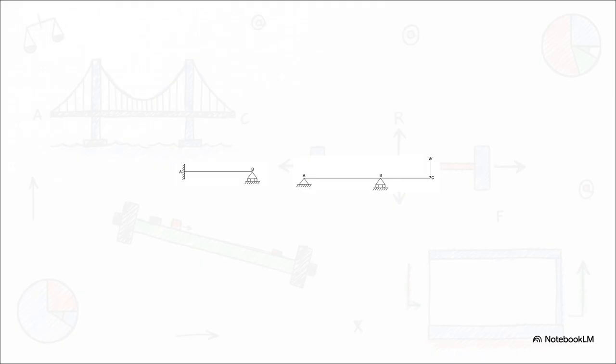Then you have an overhanging beam. See how the simple supports sit at the base, but the actual physical beam extends way past the last support? That extra floating portion is your overhang. Identifying these instantly is going to save you so much precious exam time.